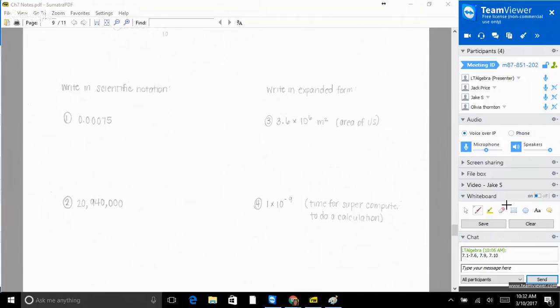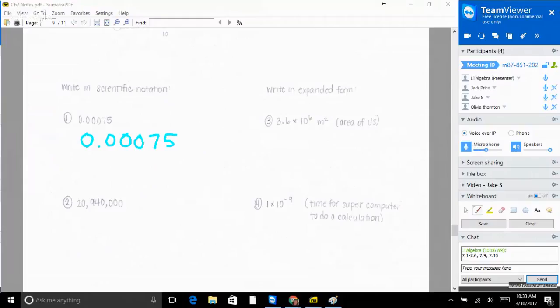So we have 0.00075. The biggest trick, well, there's two things. The most important thing is deciding where your decimal is going to change to. So you don't want your decimal to go after, I'm going to write this bigger, 0.00. You don't want your decimal to go here. You don't want it to go after the 75. In scientific notation, you only want one number before the decimal point.